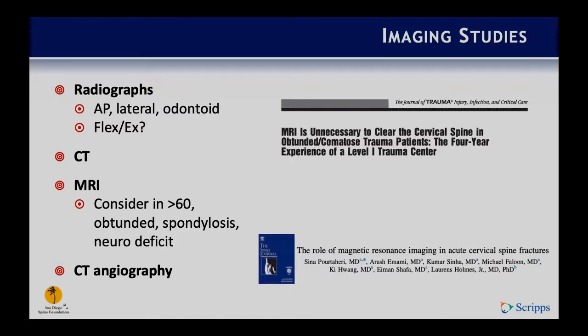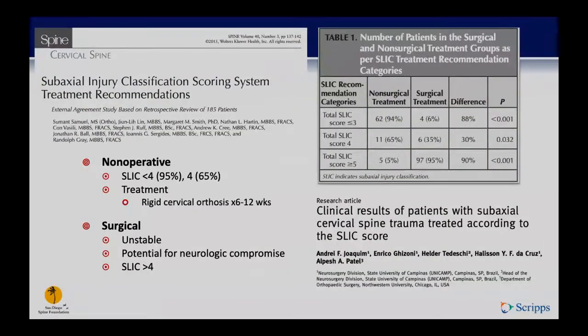However, only 19% of those changes in management were due to findings of instability, and 81% were due to findings of actual spinal cord injury that was visualized on the MRI. So in the setting of an injury, it is indicated and important to go ahead and get the MRI available. Looking at this SLIC score, moving forward from the initial study.